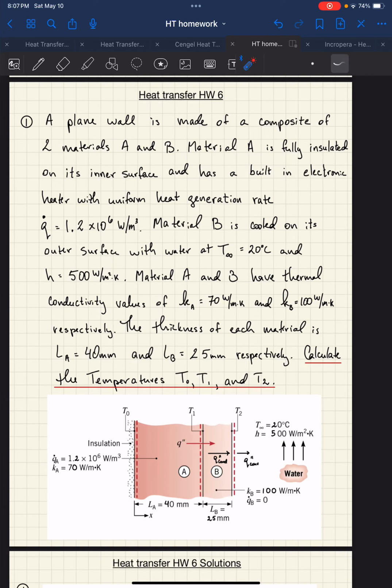Hello everyone, I wanted to go over and make a video solution to homework 6 from my heat transfer class. If you're not taking my heat transfer class, this is still useful because we discuss concepts like heat flux, heat transfer by convection, and heat generation in two different coordinate systems, mainly Cartesian and cylindrical coordinate systems.